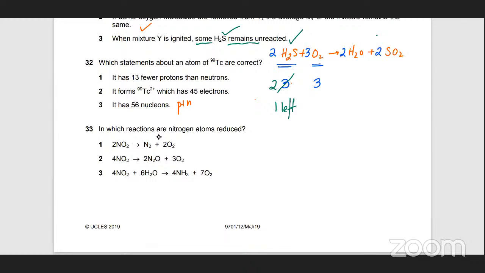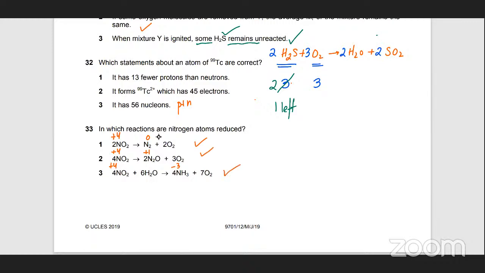The next one: in which reactions are nitrogen atoms reduced? What's the oxidation state over here? +4. It's with 2 oxygens. And what's the oxidation state over here? That's 0. So that is reduction. Next one, everywhere there's +4 and +4. So what's the oxidation state in N2O? I think +1 because O is -2. What's the oxidation state over here? That's -3 because H is +1. So I think in all of them, they're getting reduced.